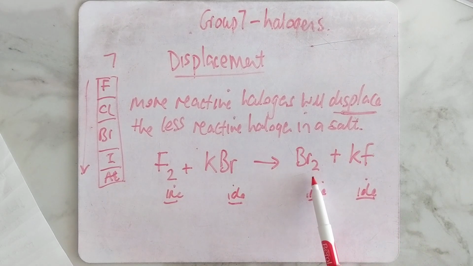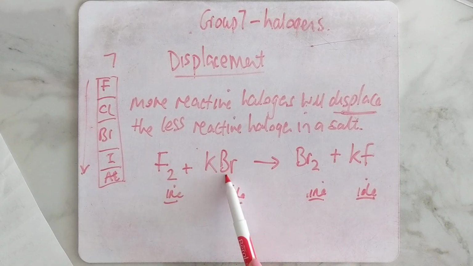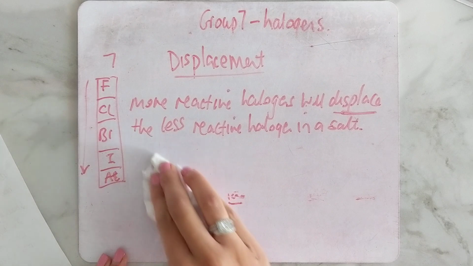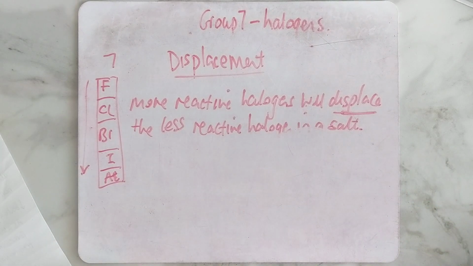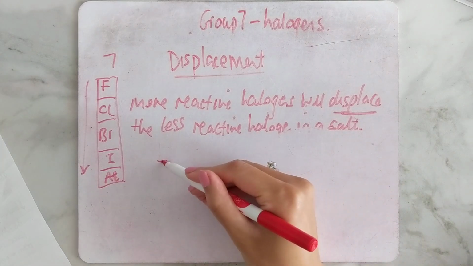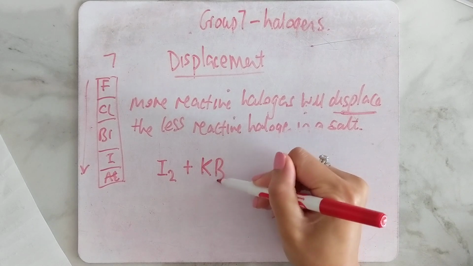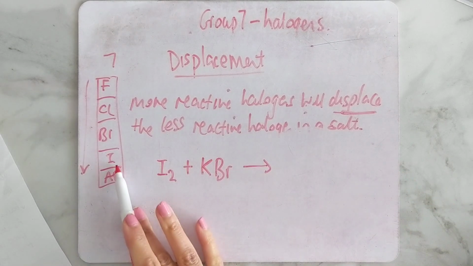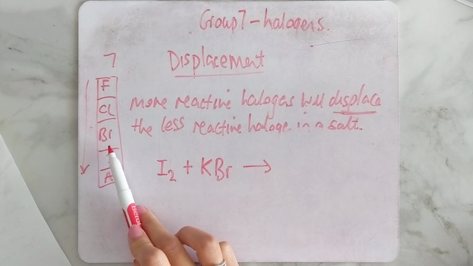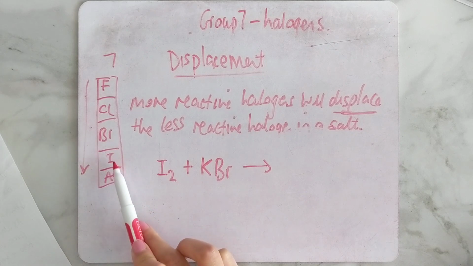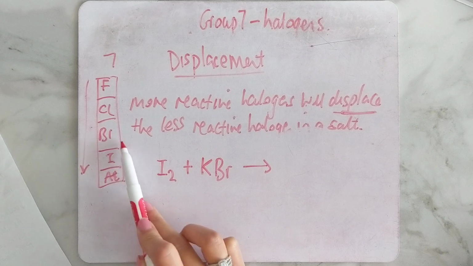Again, when these halogens exist on their own, they exist as diatomic molecules. When they're attached, they're just as one. Okay, so not always will you get a more reactive halogen. So for example, iodine plus potassium bromide. Iodine is weaker than bromine. Therefore, iodine cannot replace bromine.